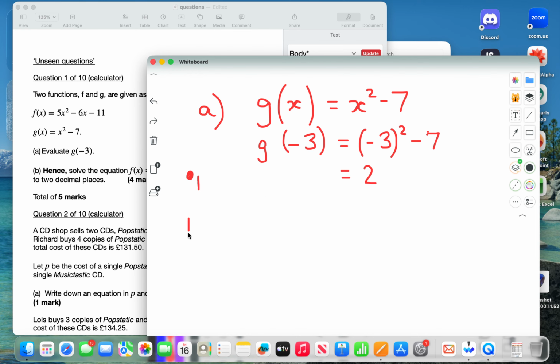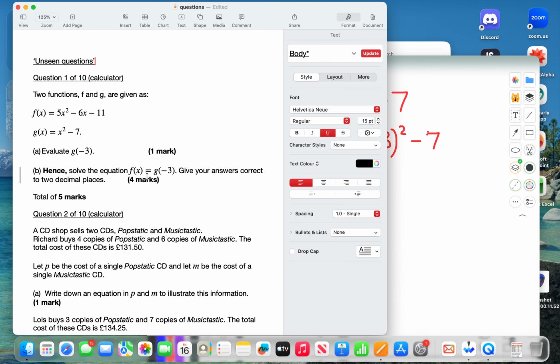The second part is to solve the equation f(x) = g(−3). Two things I want to point out about this question. The first word in the question says hence. Now, in a mathematical context, hence means you use the answer that you've found in the past and you use that as part of this question.